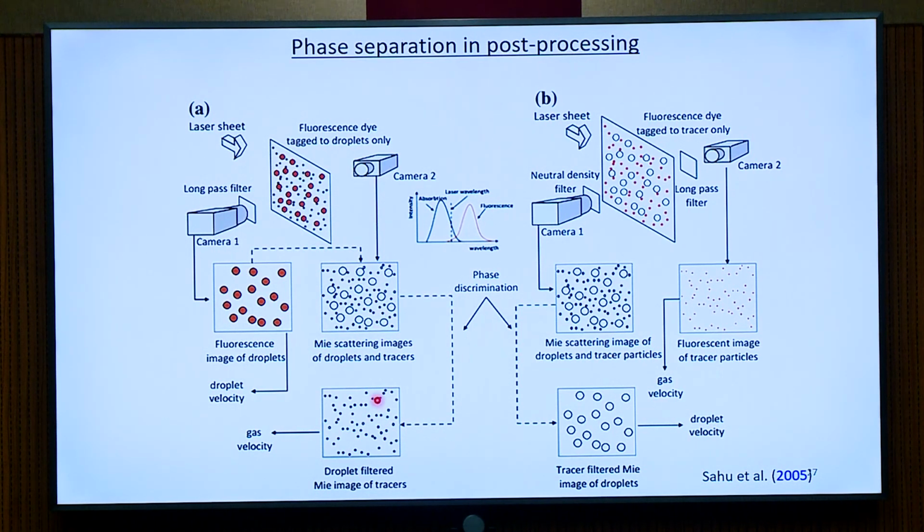So this is one way. The other way is to add fluorescent dye to the tracer particles such that you image only tracer particles without any droplets. And here you have droplets and the tracer particles. Somehow you have to filter out the tracer particles and you get the droplets. And then you process these individual images to get the respective velocity field.